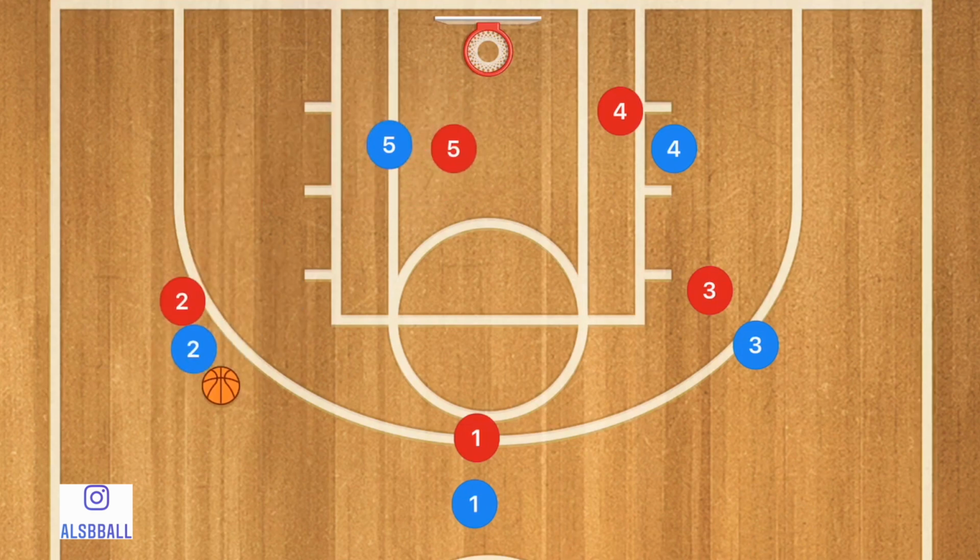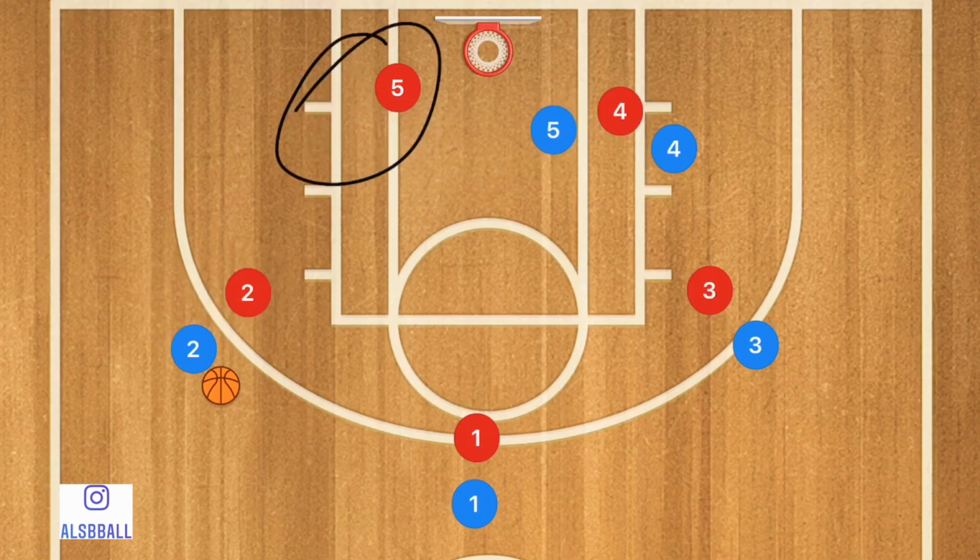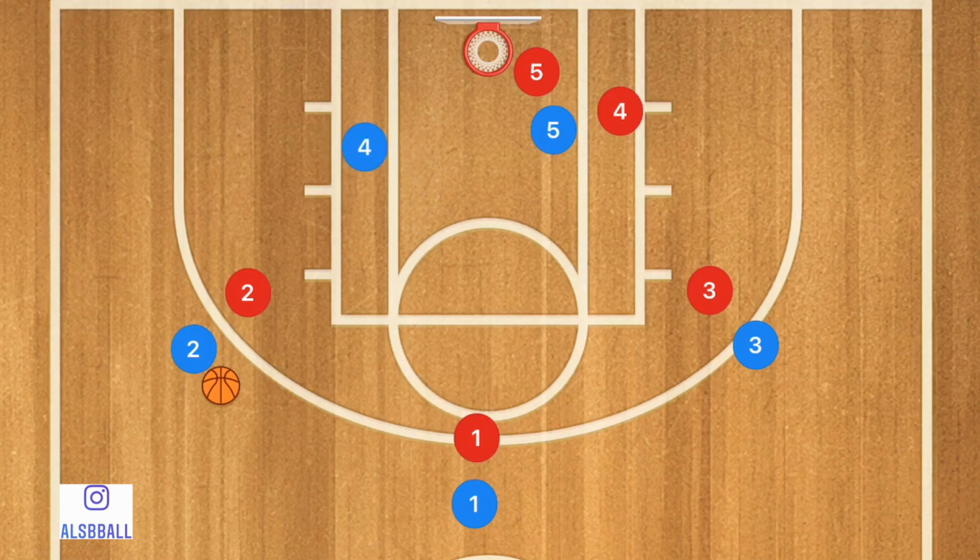Also, there may be an option where, let's say player 5 is not open. He can set a screen across to player 4. Player 4 can then use that screen, and he may be open for a layup as well. So that's just a quick set play that you can run at the middle school level.